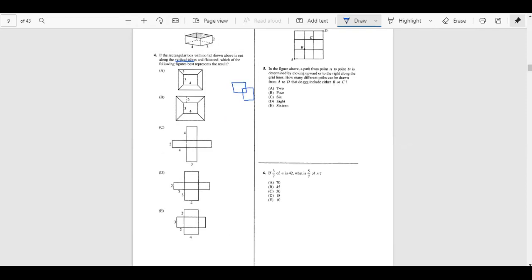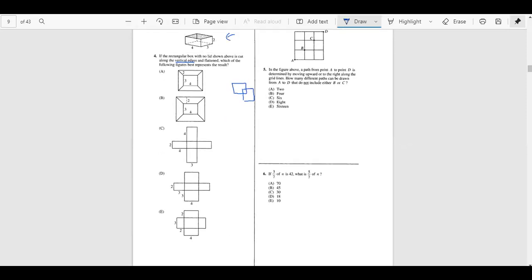All right, this is the box, right? This is the box, and you cut it along the vertical edges. These are the vertical edges, okay? All right, so if the rectangular box with no lid shown above is cut along the vertical edges and flattened. So once you have cut it along the vertical edges, you can flatten it. Which of the following figures best represent the result?